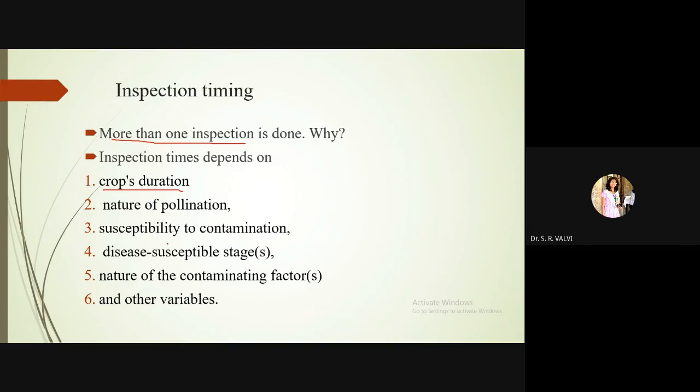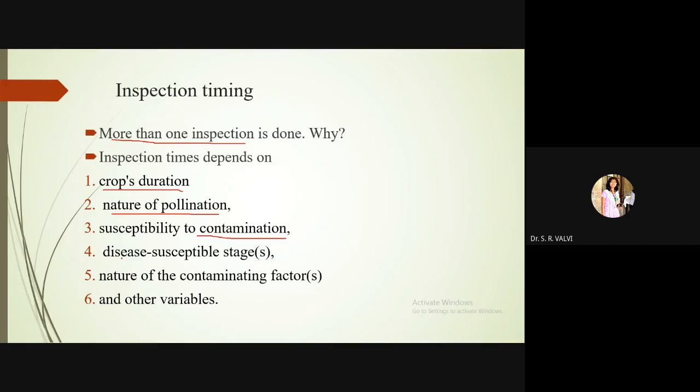The next is nature of pollination, meaning which pollinating agent is going to pollinate, whether it is wind, insect, or water. In nature of pollination, you must remember it for the particular crop. Then susceptibility to contamination, meaning which contamination is going to occur within that field. Yes, you have previous knowledge of that particular crop plant, which contamination, and which action you are going to take to control this contamination. That thing again you have to remember.